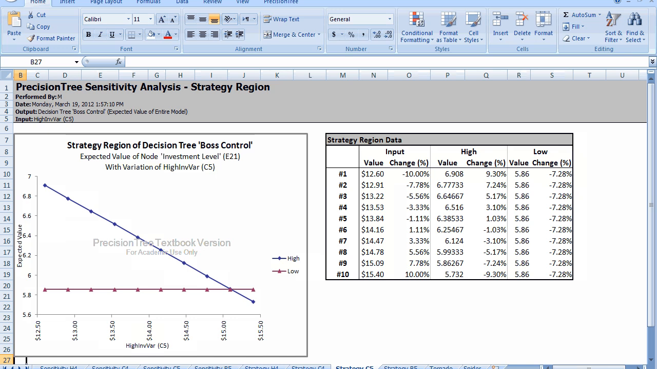It's always at 5.86. And you'll notice at the ninth point, which in the graph is the triangle, since the variable cost is $15.09, the high investment is $5.862 million, and the low investment is 5.86. They're almost equal, and were the variable cost to increase slightly more to 15.4, clearly the low investment becomes preferred. So only at the extreme end of the range would the decision change. You'd have to be off by more than 7.78% in your estimate of the variable cost.